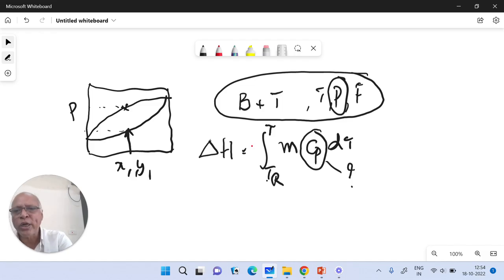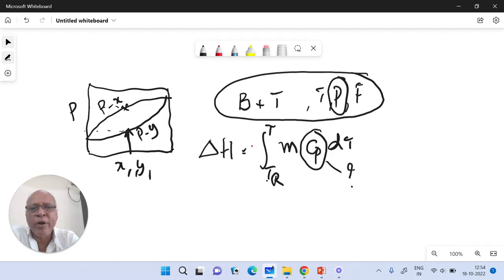So what is the top line? This is going to be P versus X, whereas the bottom one is P versus Y. So what do you call this pressure? Is it bubble point pressure or dew point pressure? Please think about it.